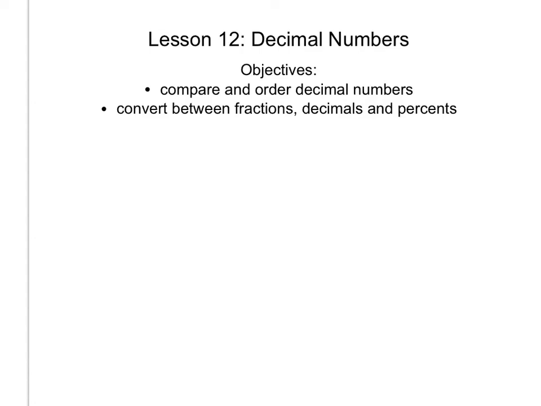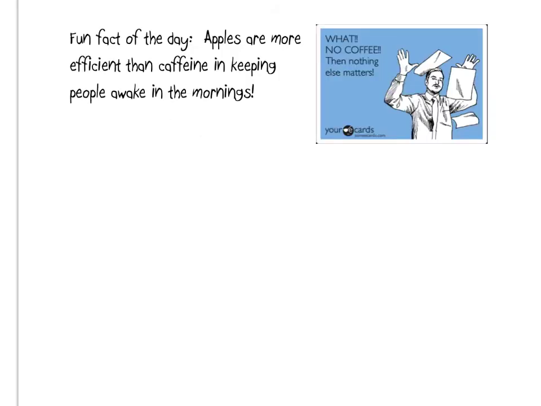We are moving along to Saxon Lesson 12, talking about decimal numbers today. You have two objectives, one of which is to compare and order decimal numbers, and the other is to convert between fractions and decimals.